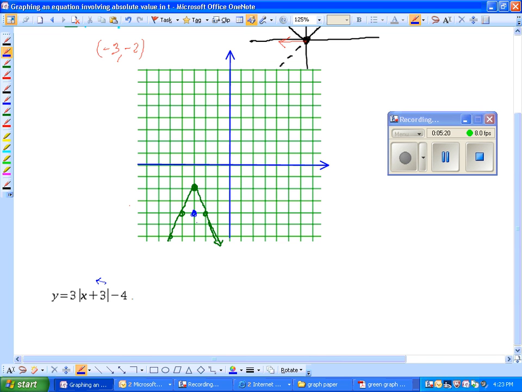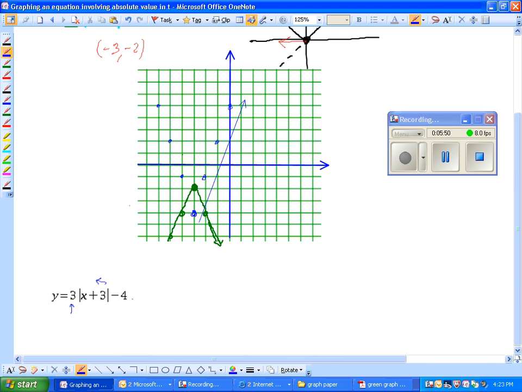Now is this thing going up or down? It's going up, and this 3 here is going to cause it, instead of going up 1 over 1, to go up 3 over 1. So it's going to go there, there, and there, and also in the opposite direction, back 1, up 3.